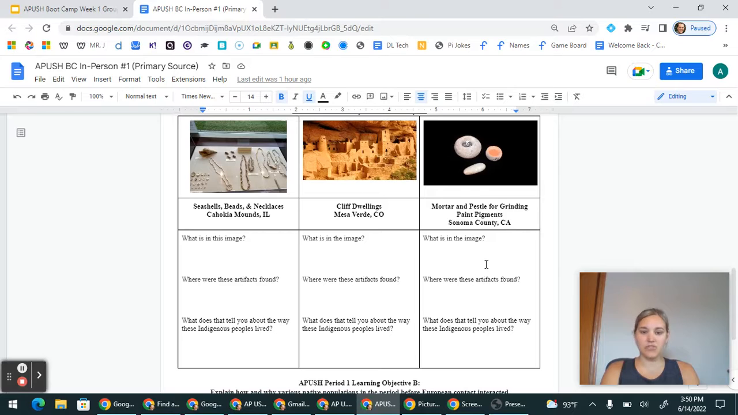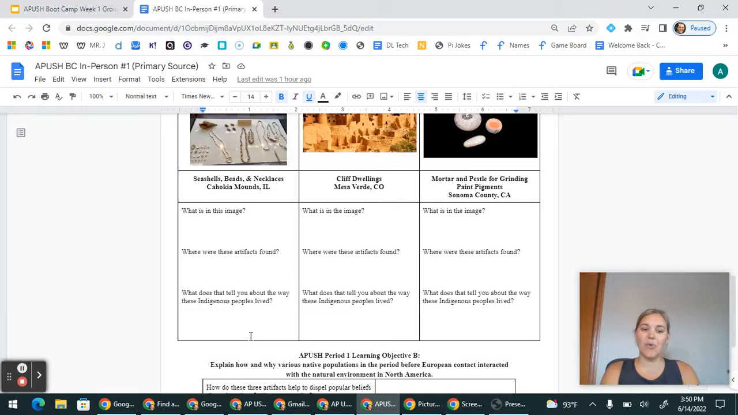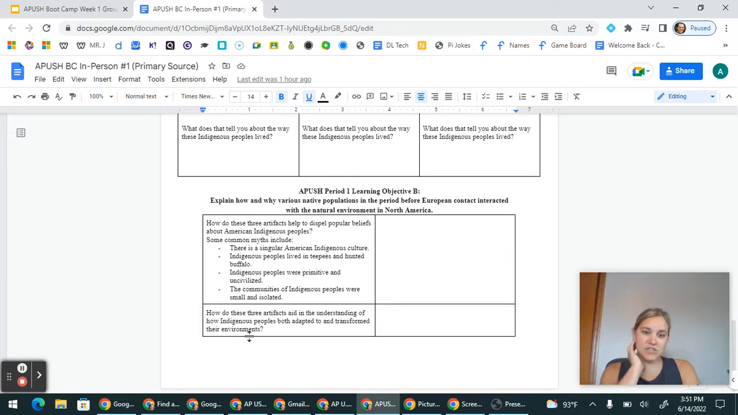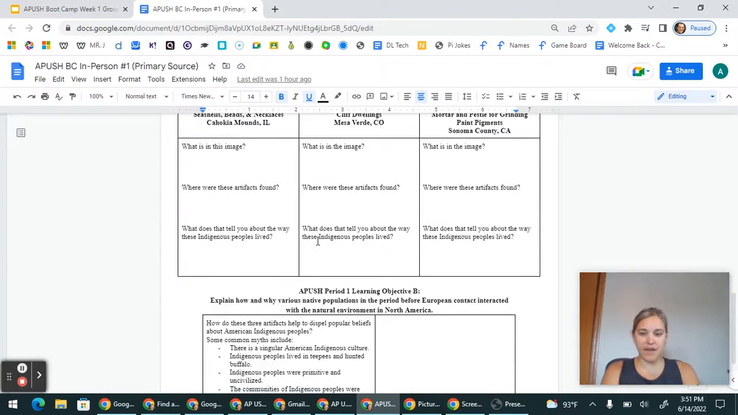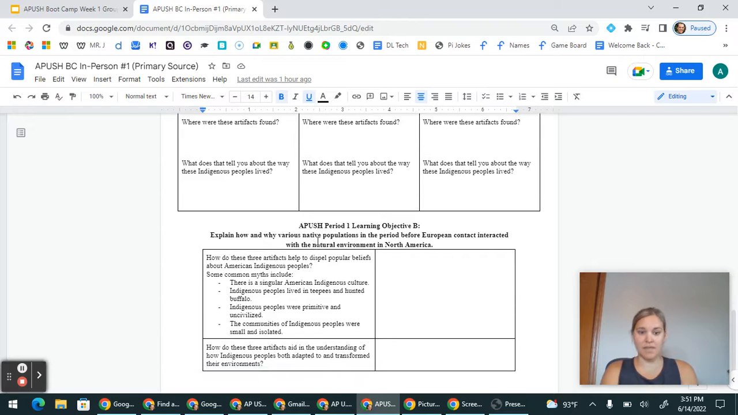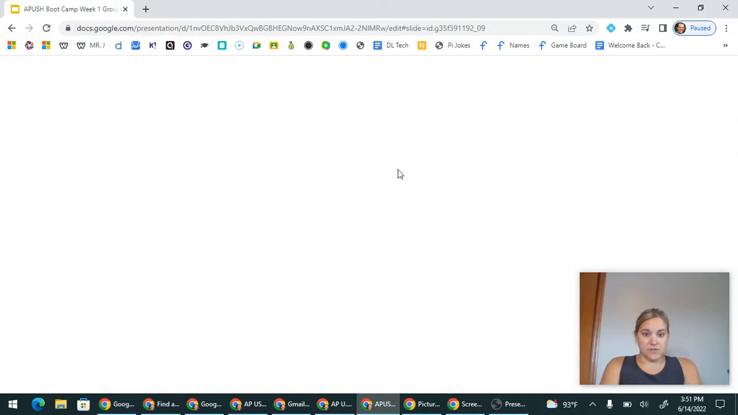So some basic questions. The first 2 questions are really basic. And then last, analyzing what that tells you about the way that people lived. And then the last thing is to apply it to the learning objective. How do these artifacts help dispel popular beliefs about American Indians in this time period? Looking at 4 common beliefs, how do these artifacts change your understanding? And what do they tell us about the way that they lived and how they interacted with their environment? So that's our primary source analysis for this week.